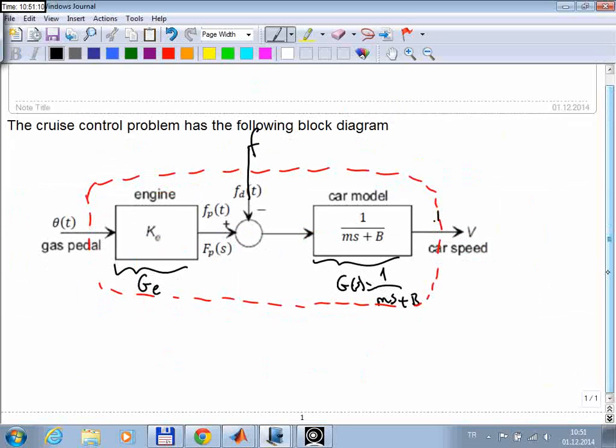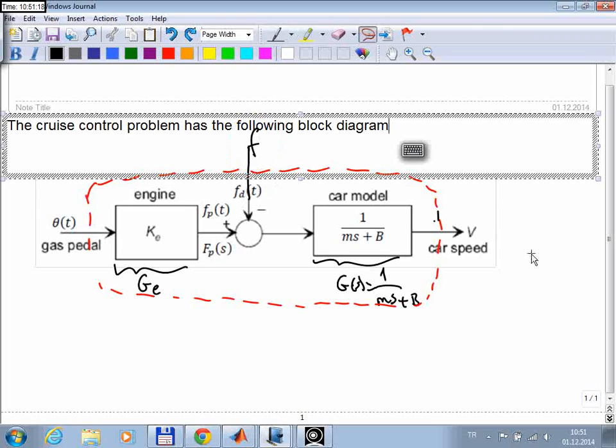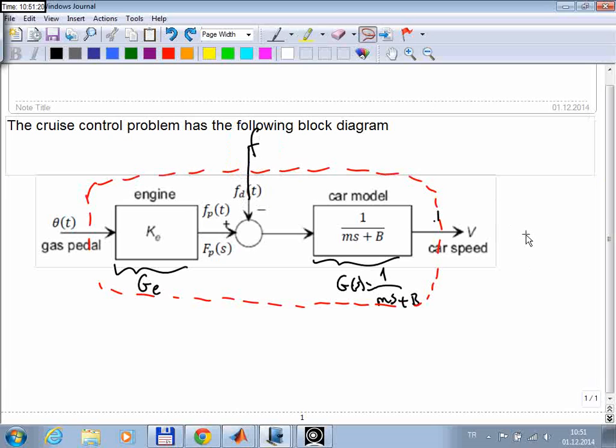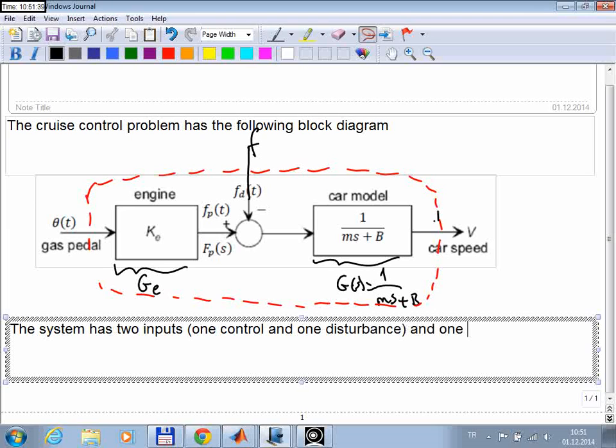So there are two inputs and one output. One of the inputs is the gas pedal position. The other input is the external disturbance force. And the output is the speed. Because the system has two inputs, one control and one disturbance, and one output.